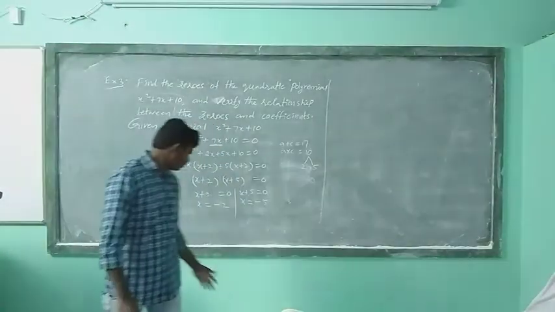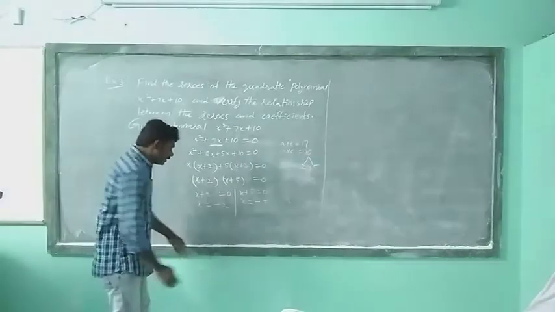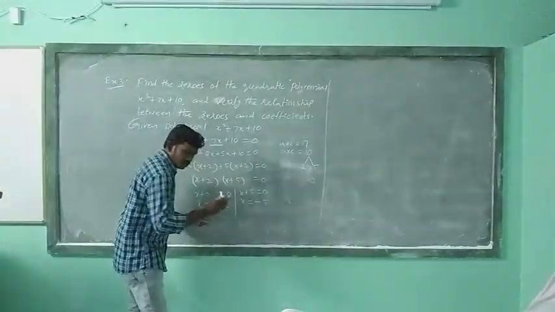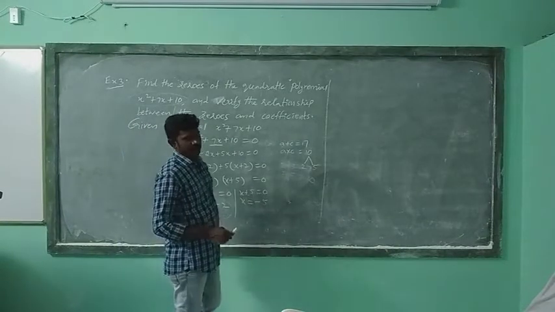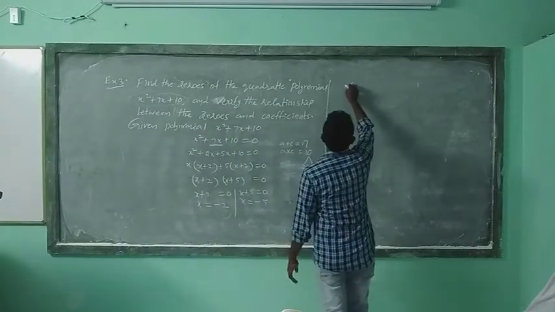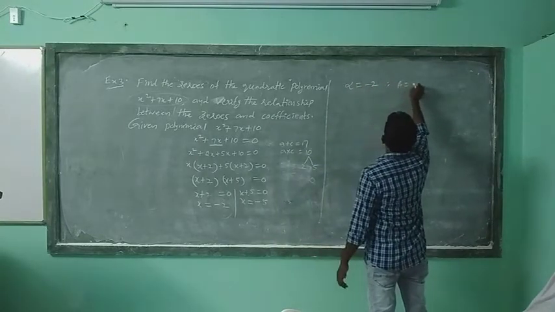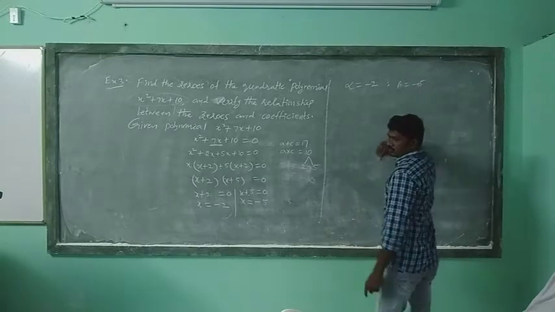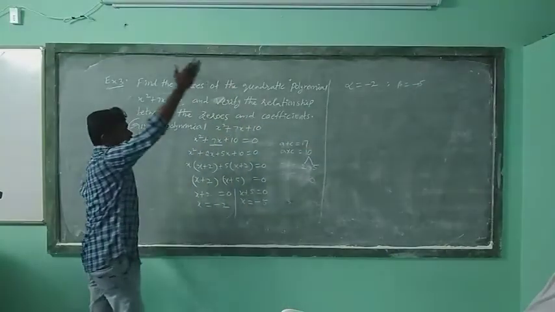Now x equal minus 2 and x equal minus 5. Here take alpha equal minus 2 and beta equal minus 5. Now verify the relationship between zeros and coefficients.